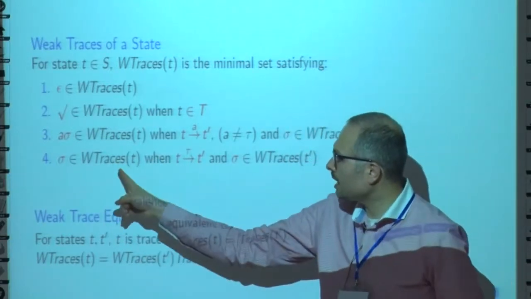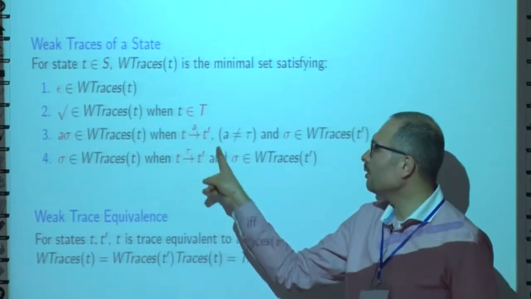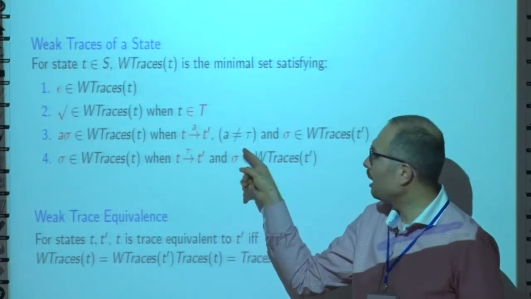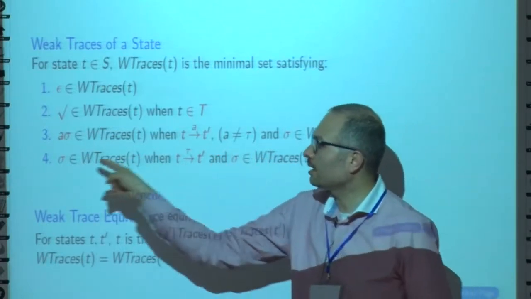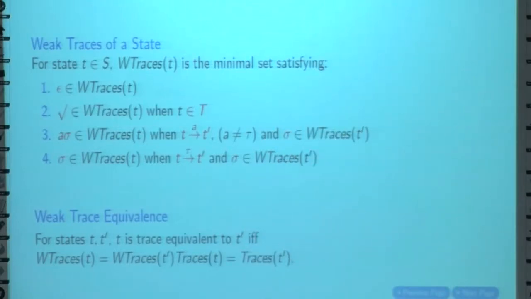Right? So I'm interested in traces of T. If T affords a tau transition, I basically jump over the tau, look at the emanating traces from T prime, and put them as the weak traces of T. Is this clear? Yes? No? Yes? Yes? Good.